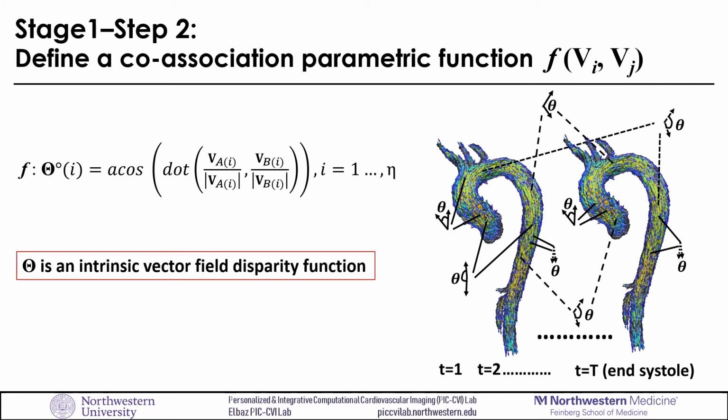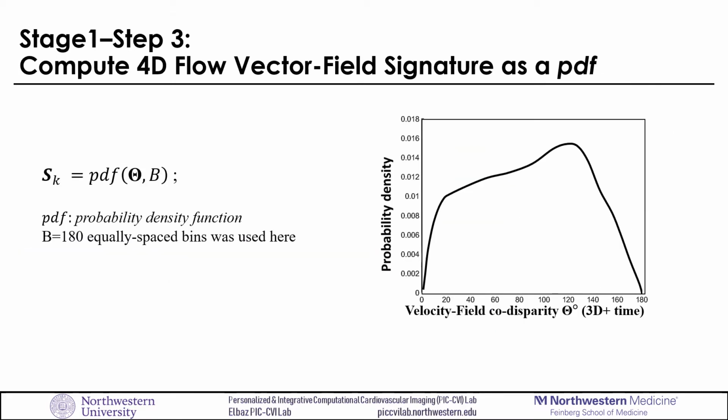And then it's important to know that this angular dissimilarity is intrinsic to the vector field, works directly on the vector field, and does not require any conversion to scalar field information. After that, we define our signature as the probability density function of this multi-million theta, or angular dissimilarity, matrix.